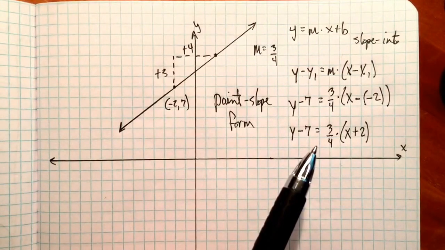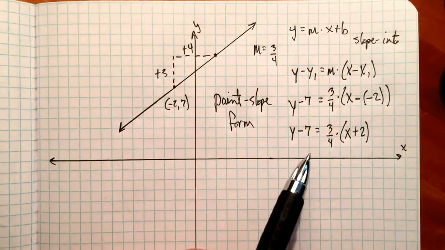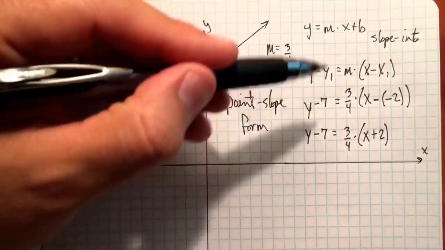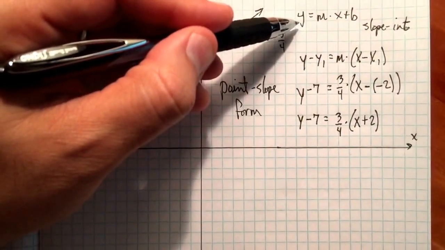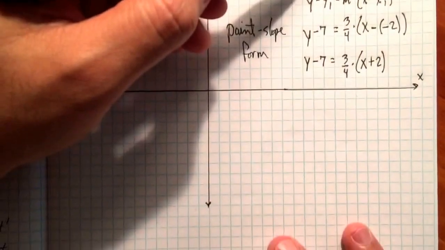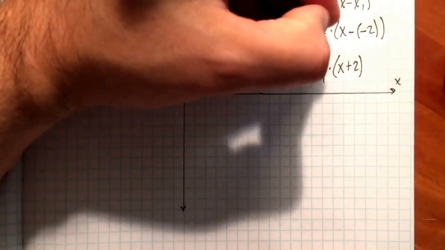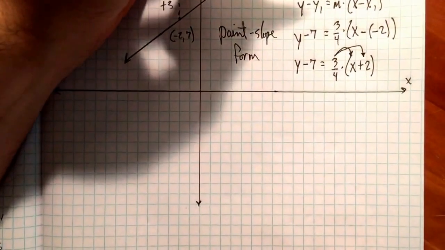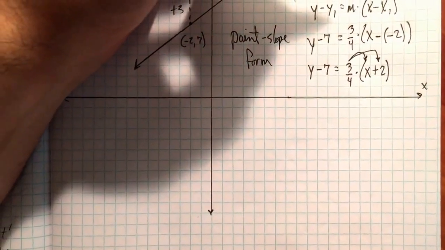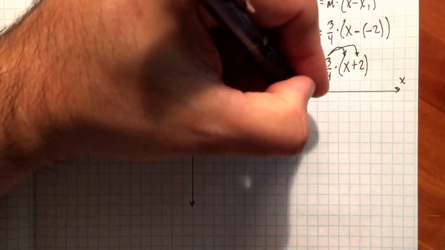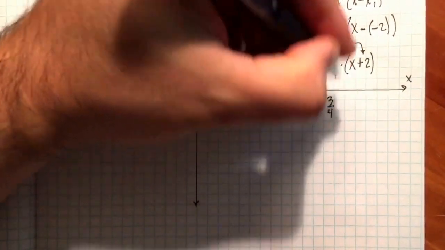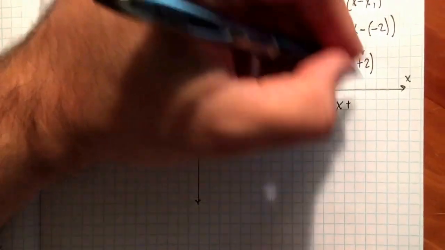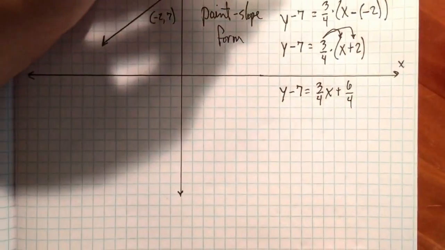So you all need to be able to insert the slope and any point into this form to get a simplified equation. But what's more, we can actually take this further. We can take this form and we can simplify this down into slope-intercept form. Now watch how I do this. I'm going to move this down just a little bit. We're going to distribute the 3/4 to both terms inside the parentheses. Y minus 7 equals 3 over 4 times x is 3/4 x, plus 3 times 2 is 6 over 4.